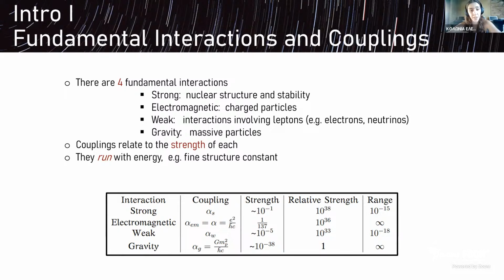Each fundamental interaction has a coupling that relates to the strength of the interaction, which you can see in the table at the bottom. This gives the symbol for every coupling, the strength in SI units, and also the relative strength and the range of the interaction. And these couplings, so the strength of the interaction, also run with energy. For example, the fine structure constant, which is the coupling of the electromagnetic interaction, which I have denoted here as alpha, runs with energy, so it changes.